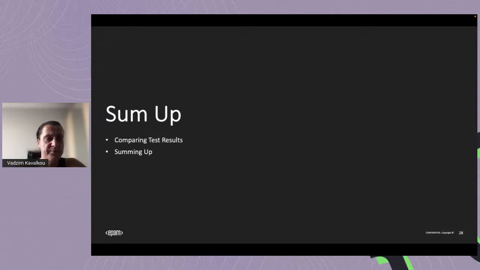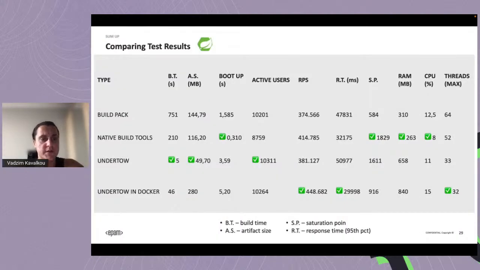What could we compare? We could compare different approaches for the non-native solution and the native solution. Using Undertow, we can find that we have a build time of 5 seconds. For native build tools, 200 seconds. And artifact sizes are pretty different. Undertow 50 megabytes and the native tool 160 megabytes.